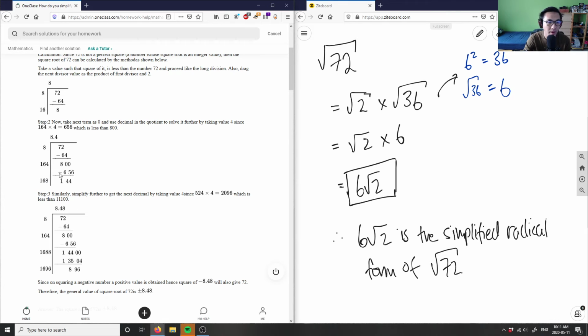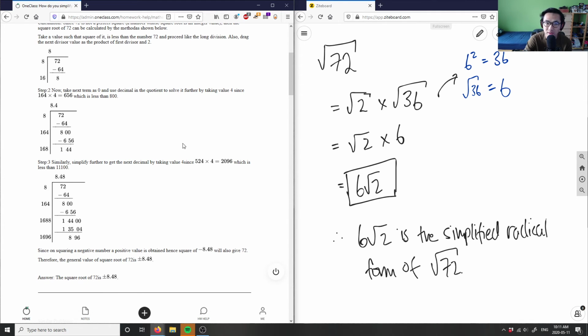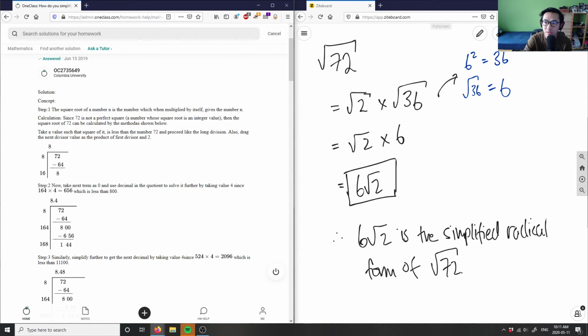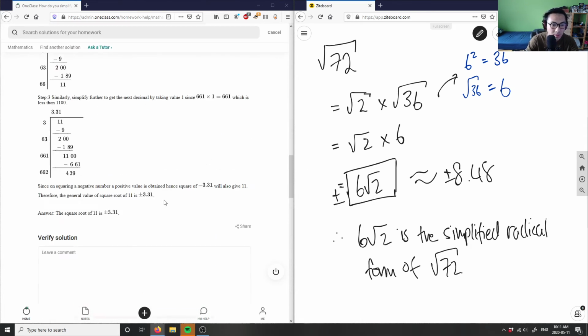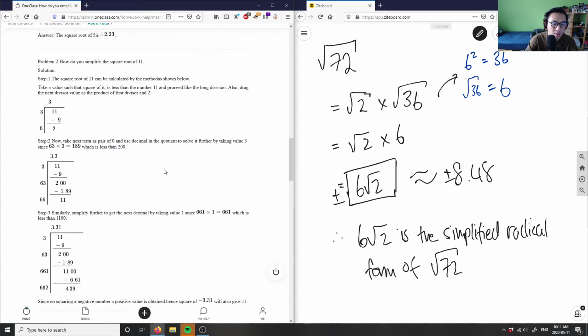But 8.48 here is where we basically stop, at 2 decimal places. So this solution here is correct, or you could do 6 root 2, and if you put this into your calculator, this is also approximately 8.48. So this solution here is correct. And you can say it's plus or minus if you really want to be specific, but this solution here is correct. So it's either 6 root 2 or this long division solution.